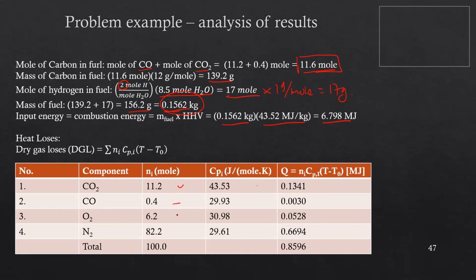11.2, 0.4, 6.2, and 82.2. Then we also have the heat capacity, which is given in the problem for each component. Then we can calculate the heat losses for each component. After that, we sum up all of these components to get the total heat losses based on the DGL, the dry gas losses. Don't forget to change it to megajoules, because we would like it to be the same as the input energy, and at the end it makes it easier to calculate the boiler efficiency.